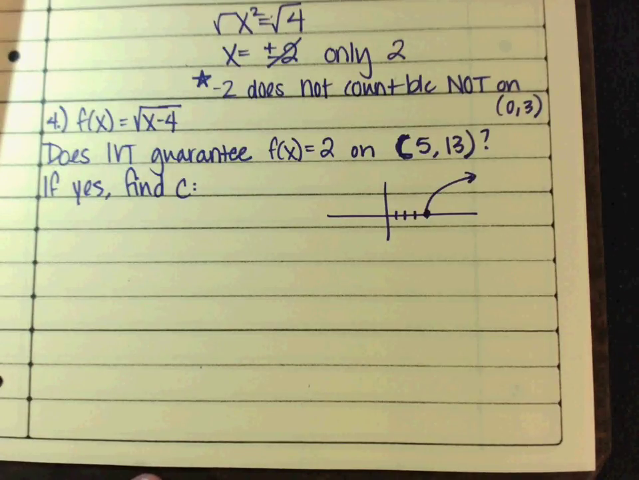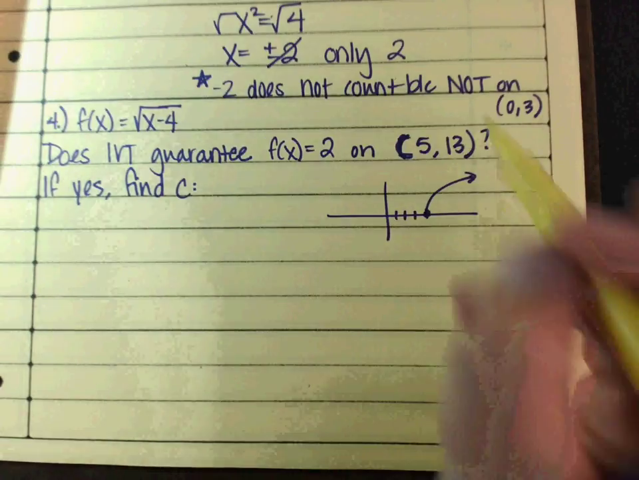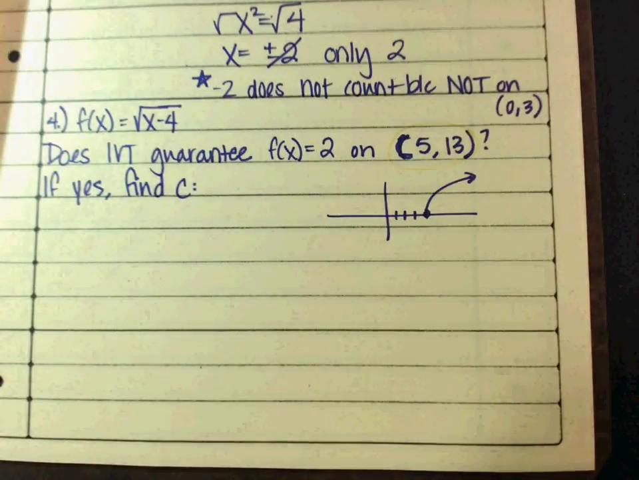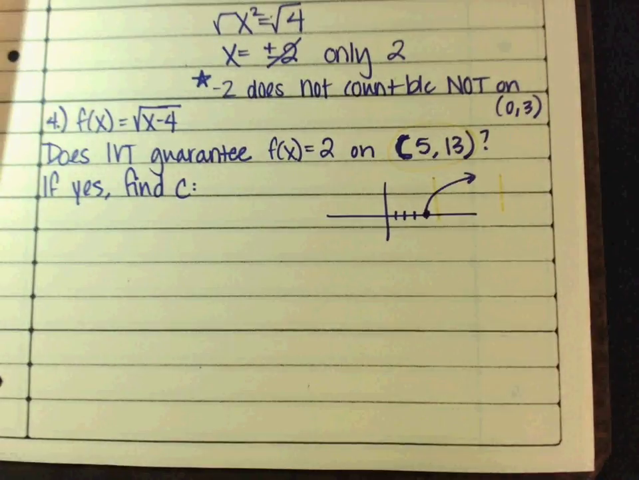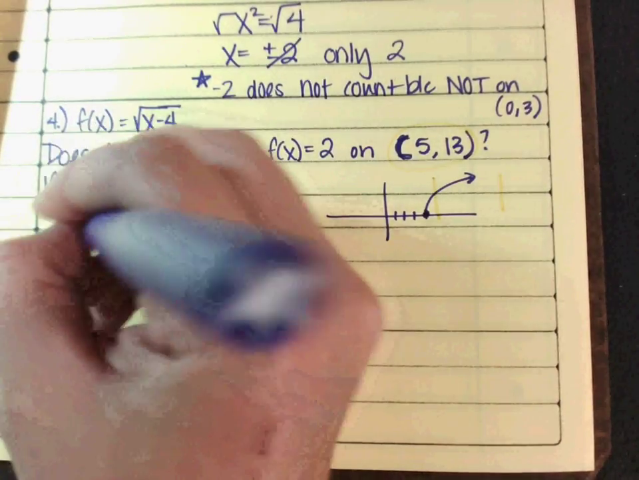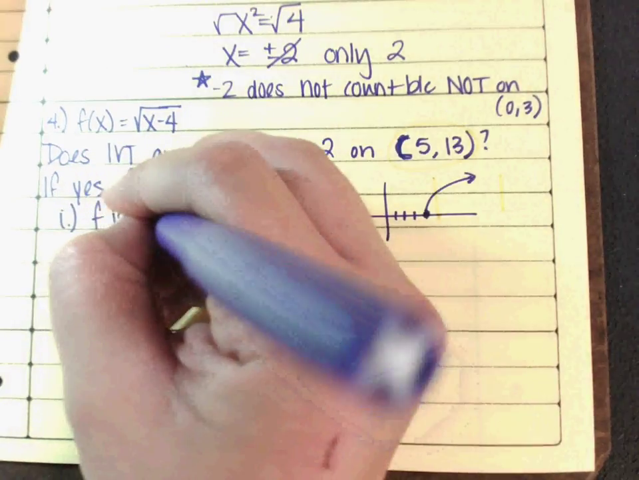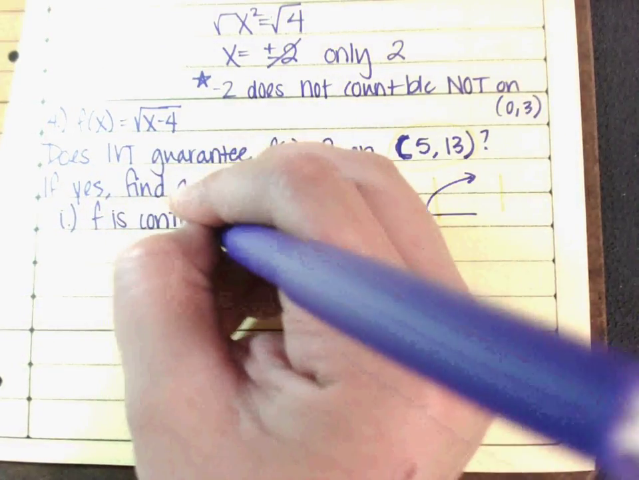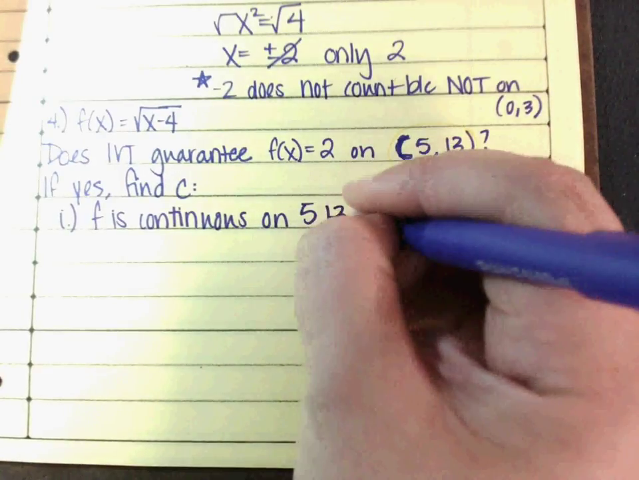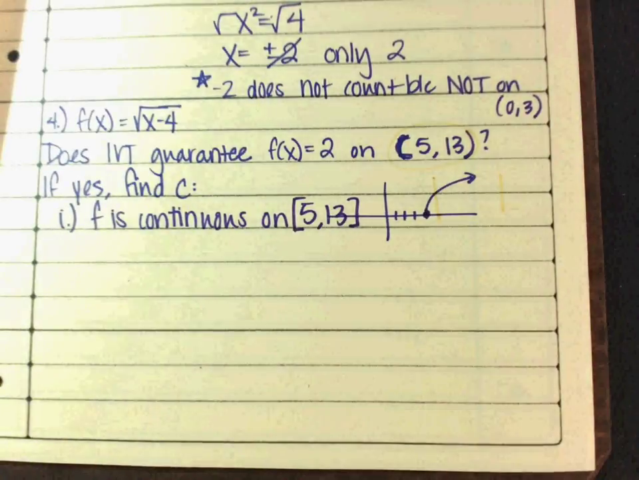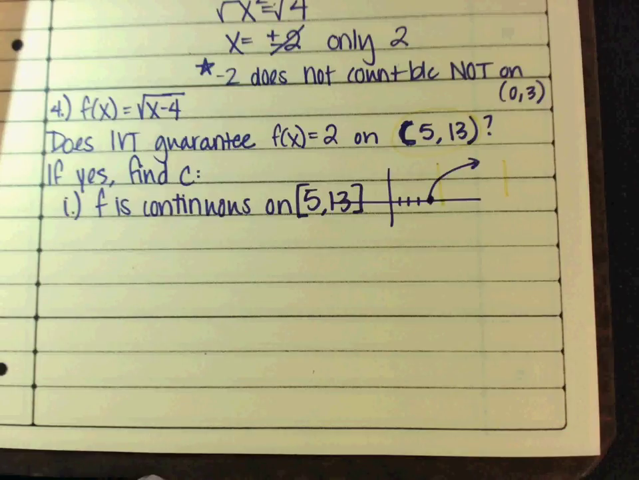Yes. Remember though, it only has to be continuous where we want it to be continuous. So if I'm really mainly looking from 5 to 13, well this is 4, so from 5 to 13, is my graph going to be okay? Yes. So I would put f is continuous on 5 to 13. And those should be closed.